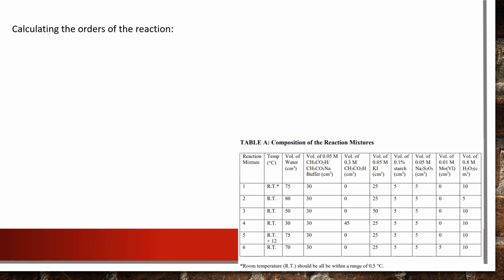In calculating the orders of the reaction with respect to each of the reactants, let us first start with hydrogen peroxide. Let us look at the table of composition given to see in which two reaction mixtures the concentration of all the reactants remain the same except for hydrogen peroxide. We see that this is the case for reaction mixture 1 and 2.